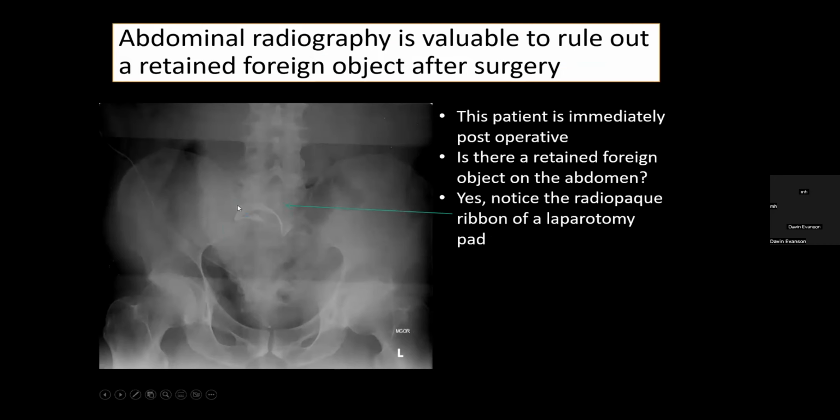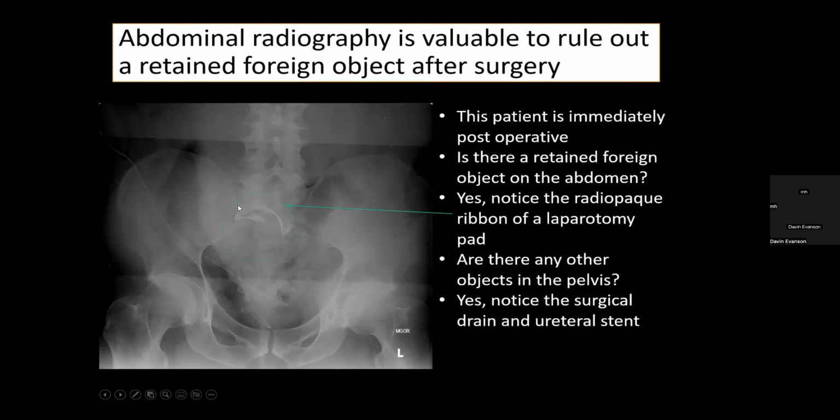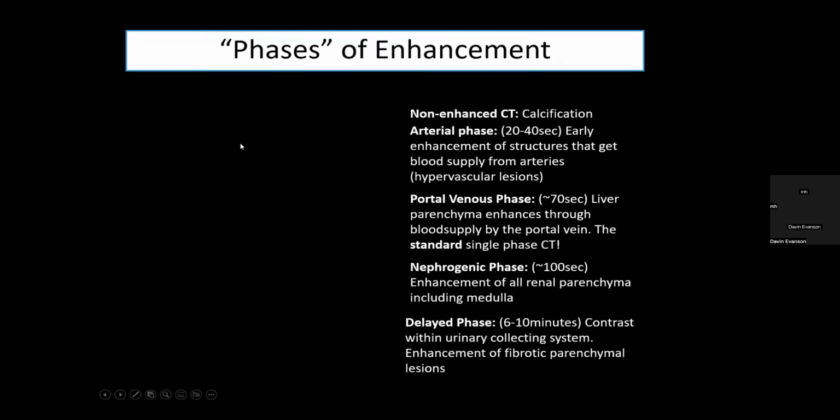And the first thing we see is this ribbon. This is a sponge. They tag it with extra radiopaque material so that we can see it. So hopefully everyone saw that. Is there anything else? Well, I see a ureteral stent and a drain. So we're responsible for everything on the film.